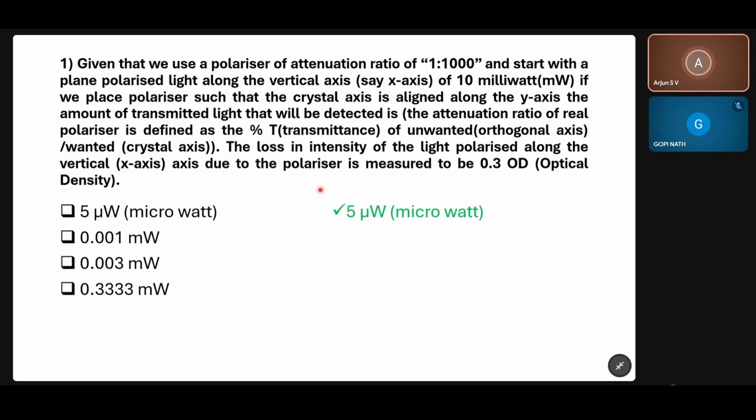So basically, how you obtain the answer is you take the anti-logarithm. You find the transmittance of the sample, so you basically find the transmittance from the OD. Your OD is given here as 0.3. From the OD you have to find out the transmittance value, and from the transmittance value, they have also given you the attenuation ratio. So if you apply the attenuation ratio as well as the OD, you will get the loss in power, which is your 5 microwatt.